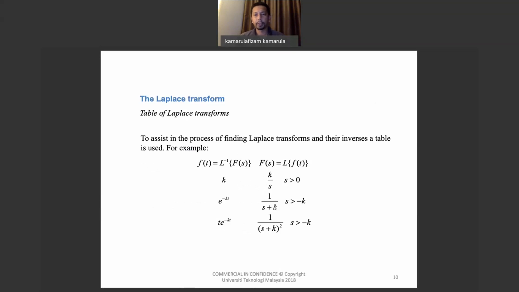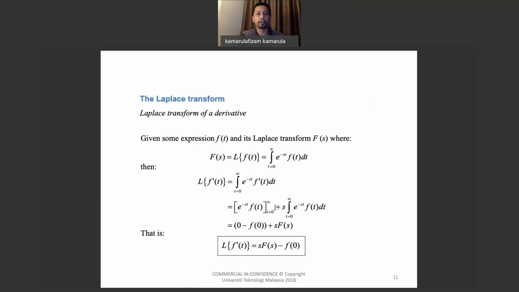Again, most of this transformation from the time domain to the Laplace domain, you can find in the table. To make our work a little bit faster, you can find these very common transformations in the table, so you can basically use them anytime you need. So this is an example of how to do the Laplace transform of derivatives.